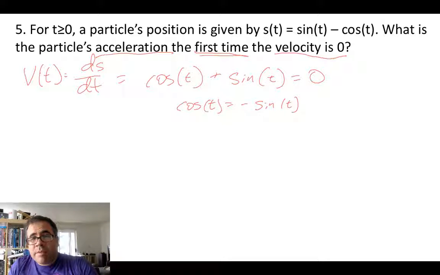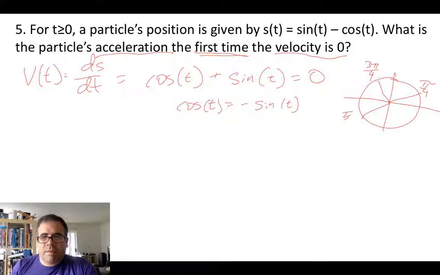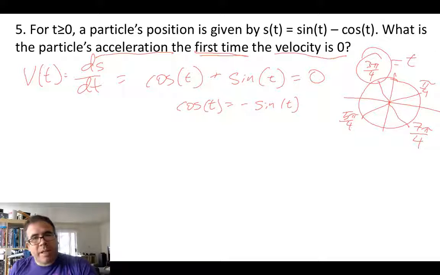There's actually an infinite number of times that this happens. We want the first time. If you look at your unit circle, cosine and sine are equal in magnitude at any of the pi over 4s. The first time where they're equal in magnitude and opposite in sign happens here at 3 pi over 4. So we know that's the t we're looking for. Let's go back to the problem.